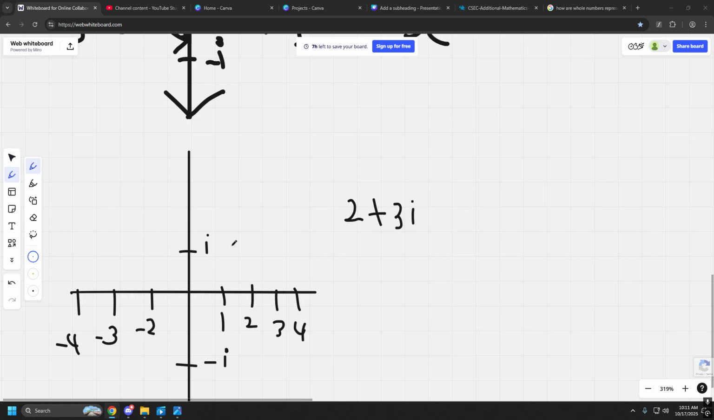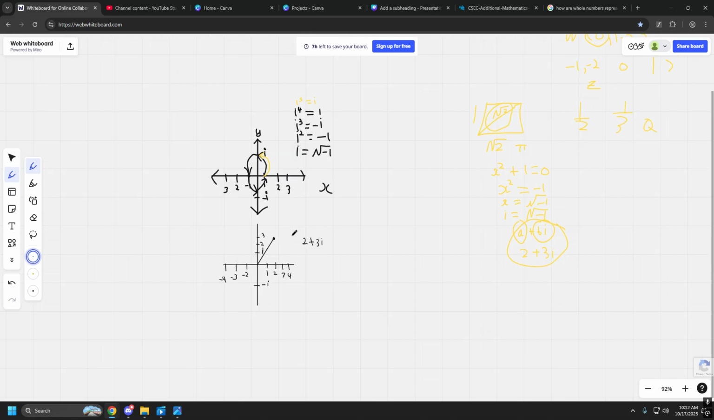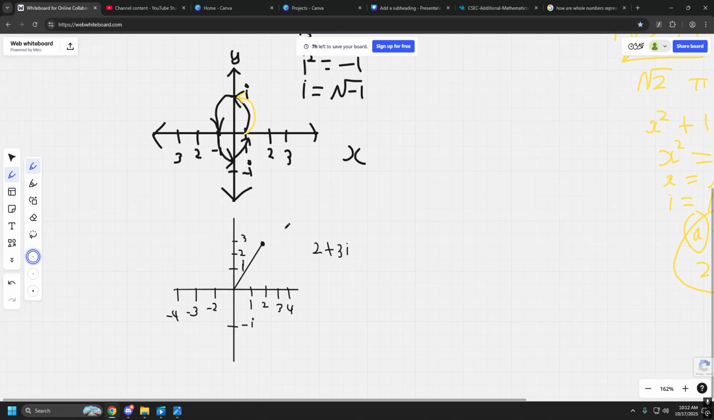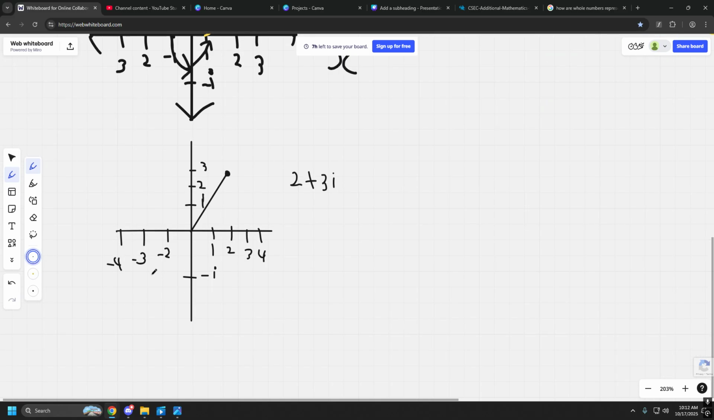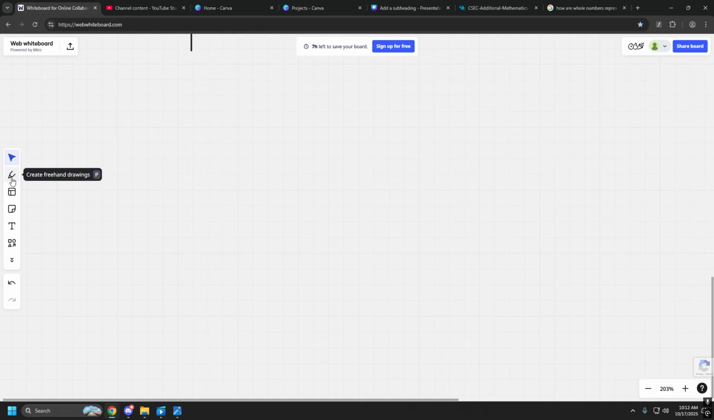So you would just do this. Let me show you. Let's say this is 1, this is 2, and this is 3. You would go 2, and then you just go up to 3. So it would just be like this. You just draw a line from the origin, and boom, you just plotted a complex number. Let's do another one.